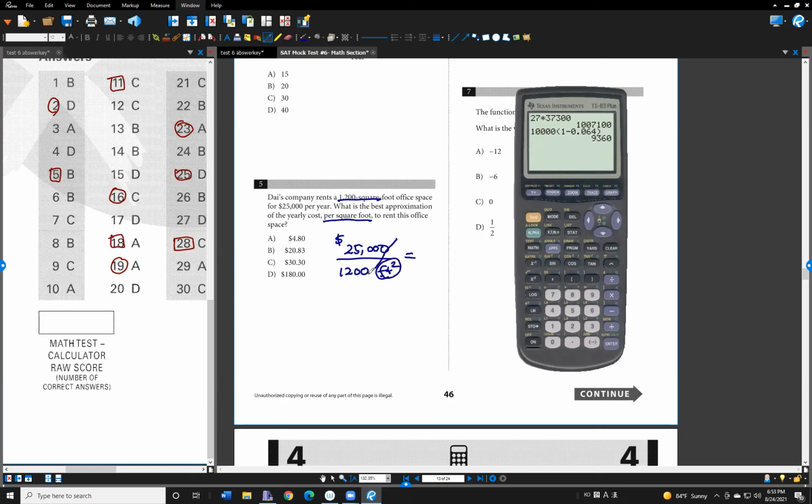We're going to calculate this: 25,000 divided by 1,200, okay? This amount is for the 1,200 square feet, not for 1 square foot. To find 1 square foot, we need to divide by 1,200 square feet, right? How much? 20 point something, like 20.83. Choice B is the answer, okay?